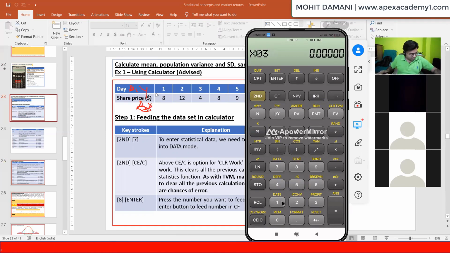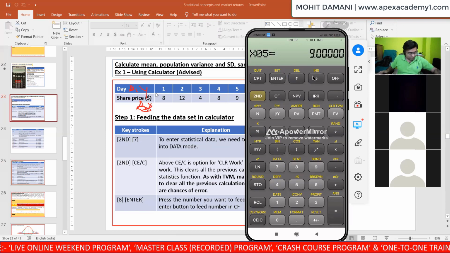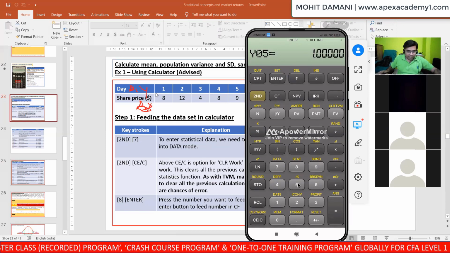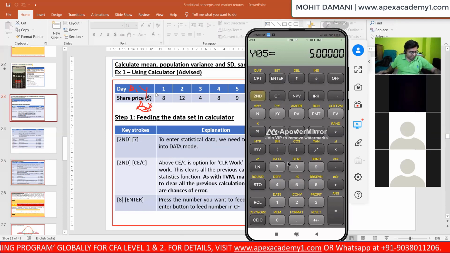Then x03 is 4, enter, arrow down. Y03 is 3, enter, arrow down. X04 is 8, enter, arrow down. And Y04 is 4, enter, arrow down. X05 is 9, enter, arrow down. And that is 5, enter. That's it. Now click on second and then start.